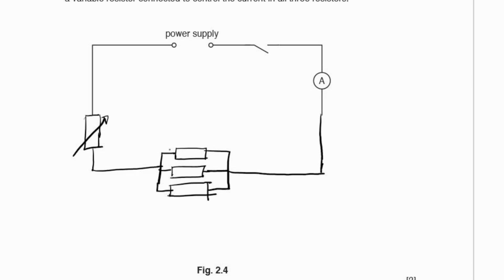Alright, so now we want a voltmeter to go across all 3 of them. V. There we go. Problem solved. We've got a voltmeter connected across all 3 of them. We have our variable resistor and we have our 3 resistors in parallel.